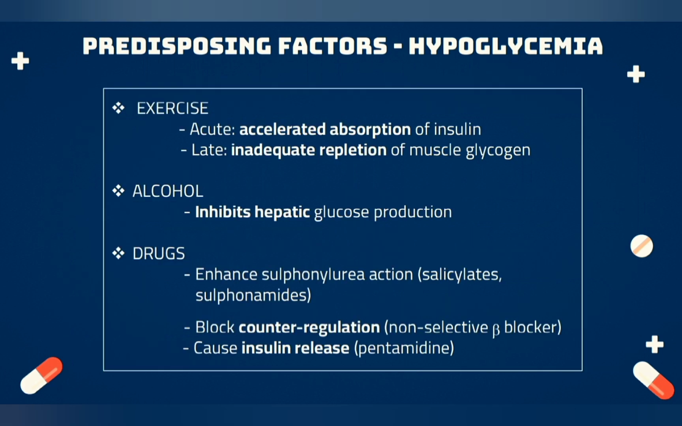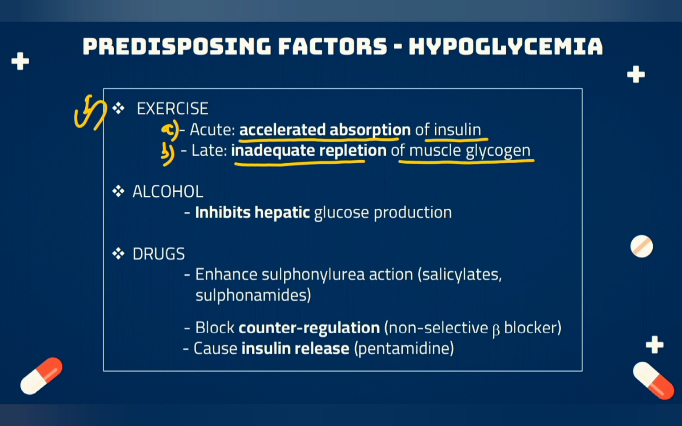Apart from that, there are a few other conditions which may also aggravate the hypoglycemia-like condition when a person is on insulin therapy. Those are exercise. In this, again, two conditions are there. In the acute condition, there is increased or accelerated absorption of the insulin which we are giving to the person. The second one is inadequate repletion of muscle glycogen in the person.